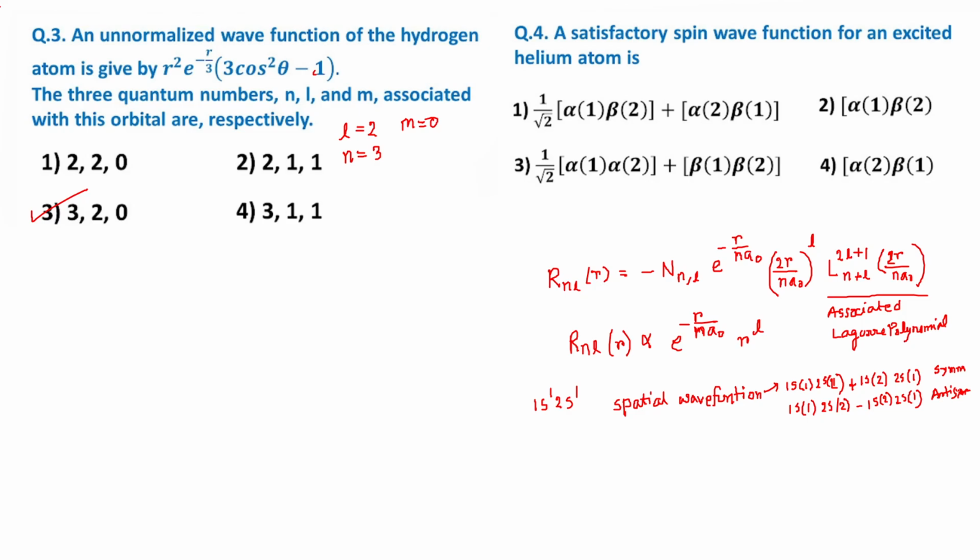Now the quantum mechanical postulate tells you that electrons are fermions, and for fermions the total wave function should be anti-symmetric with respect to the exchange between two particles, or two electrons, right? The total wave function is a product of the spatial wave function and the spin part, and the total has to be anti-symmetric.